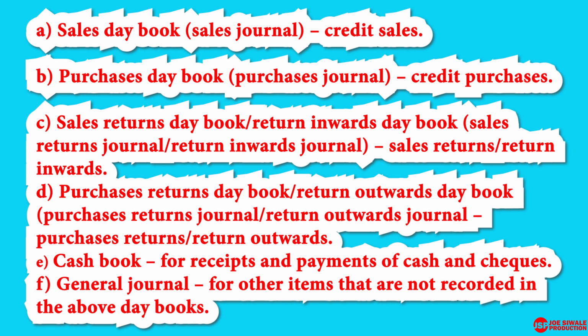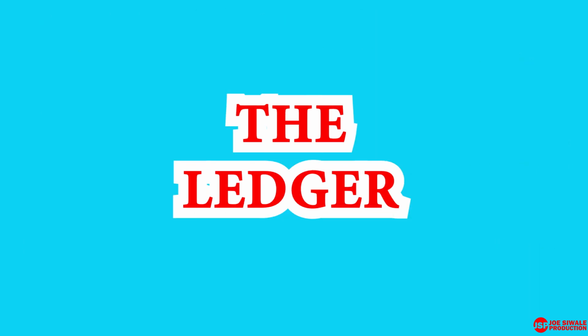The other day book that we have is the cash book. The cash book records receipts and payments of cash and cheque. Then we also have the general journal. The general journal includes other items that are not recorded in the other day books that we have mentioned, and this includes the sales day book, the purchases day book, the sales returns day book, the purchases returns day book, and the cash book.